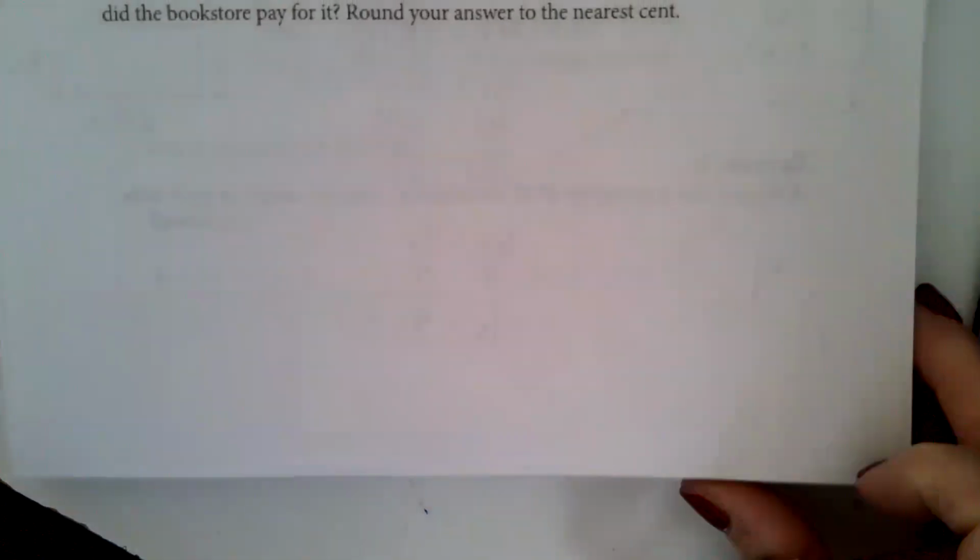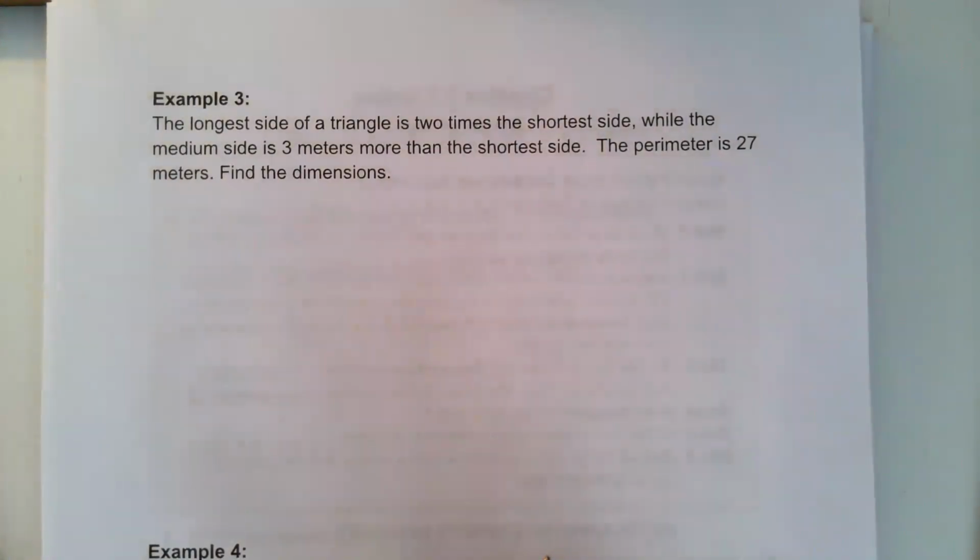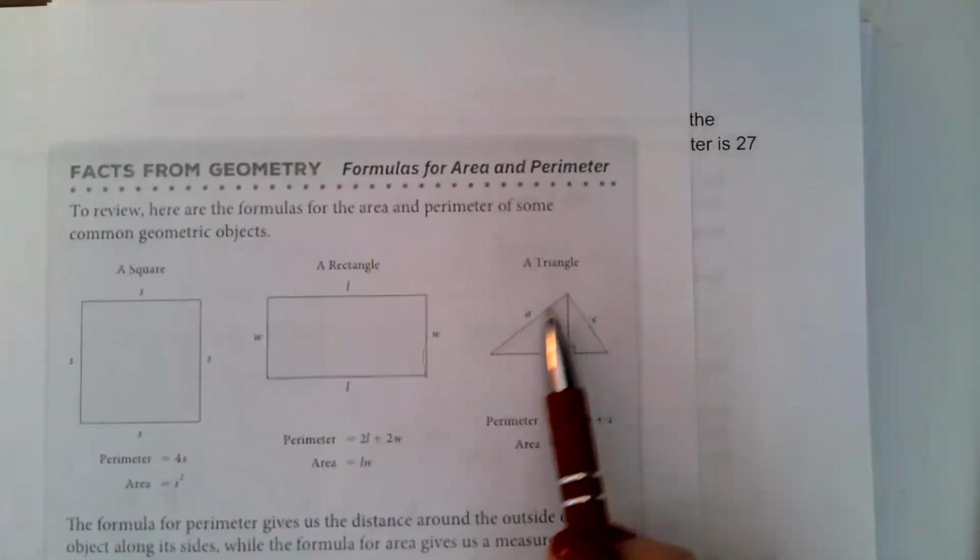Example 3. It says the longest side of a triangle is 2 times the shortest side, while the medium side is 3 meters more than the shortest side. The perimeter is 27 meters. Find the dimensions. Okay. So we have a triangle that's something like this.